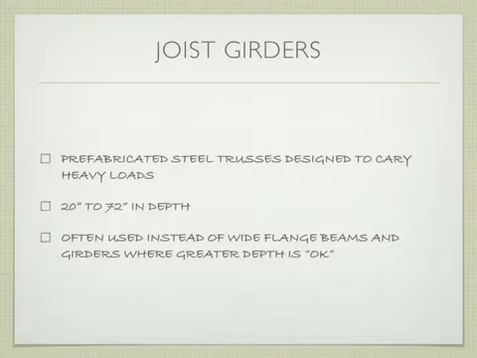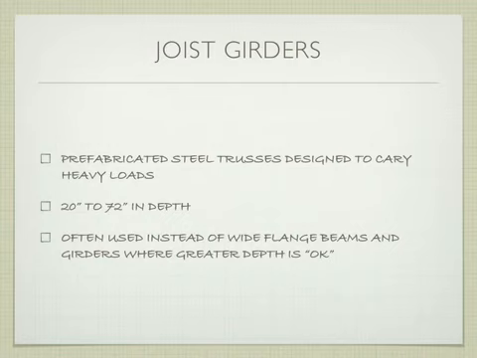So we move up from the open web steel joists to what are called joist girders, right? And this is a prefabricated truss that's designed to carry much heavier loads, right? And it's going to be somewhere between 20 inches and 72 inches in depth, right? It's often used instead of a wide flange, right?